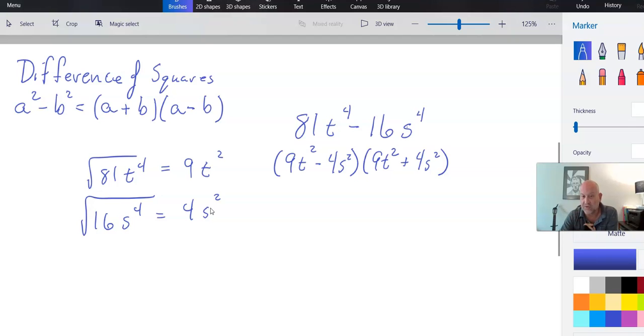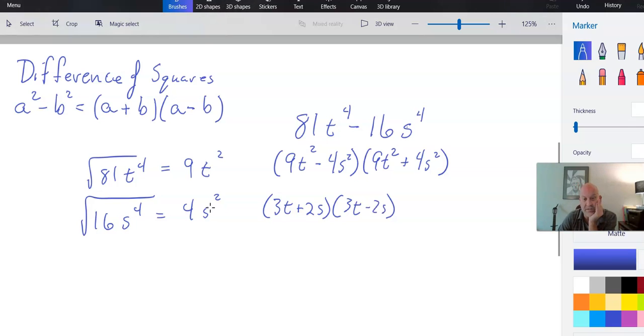Now, here's where things get tricky. You kind of feel like you're done, right? But it turns out you're not done, because this first term here is the difference of squares again, right? So 9t squared I can take a square root of. Same thing with 4s squared. So because I can take square roots of both of them, I can go ahead and factor this. So now, the square root of 9t squared is 3t. The square root of 4s squared is 2s, so I get a plus and a minus here.